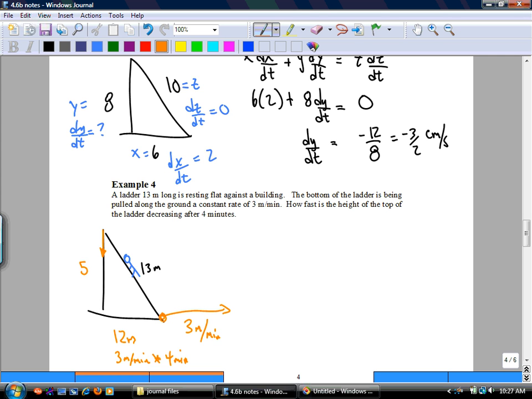We have to assume that the ladder starts against the wall. It says resting flat against a building. Yeah, I guess I should have drawn the picture. Here we are. Here's Dylan on the ladder. And then time passes and it's like that over there. 4 minutes pass. Dylan's still on the ladder going, this is stupid.